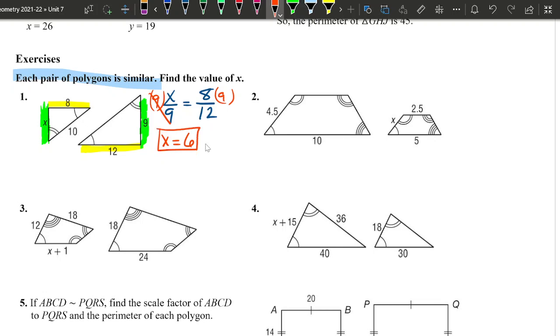And I'm not going to spend a lot of time on the algebra part right now. We're just looking at the geometry part, because this is some basic solving stuff.